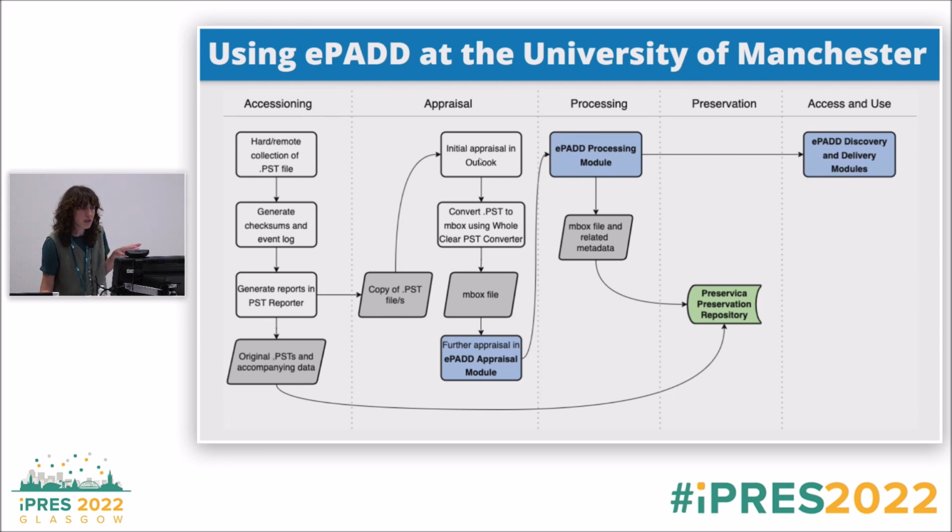Then they're doing some initial appraisal in Outlook, and then converting the PST to inbox. That inbox file they're bringing into ePADD for appraisal and processing, and redaction and tagging and things like that. And then they're exporting an inbox and all related metadata and putting that into Preservica. They're also just starting to look at doing some discovery and delivery as well. I think they're doing more widespread discovery.